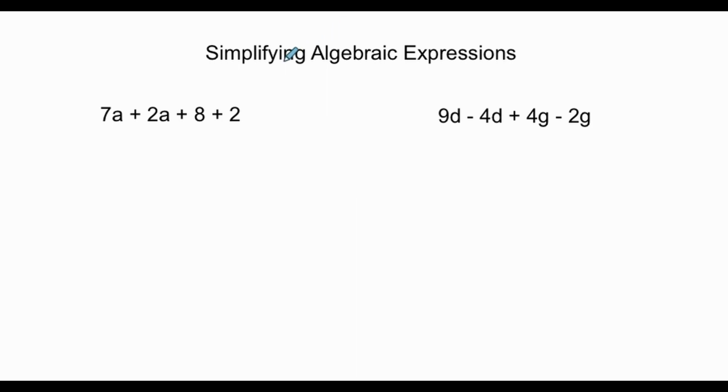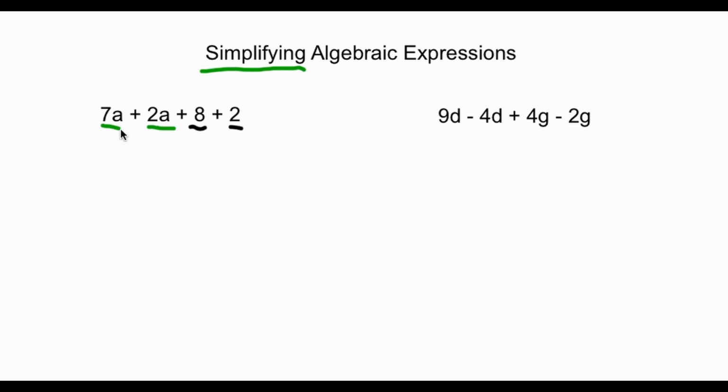Before you start to simplify the expression, what we first have to figure out is if there are any like terms in that expression. If there are, then you can simplify it. If these terms were all different terms, not like terms, you would have to leave it as is. In this case, we can see that 7a and 2a are like terms, and 8 and 2 are also like terms. They are constant terms.